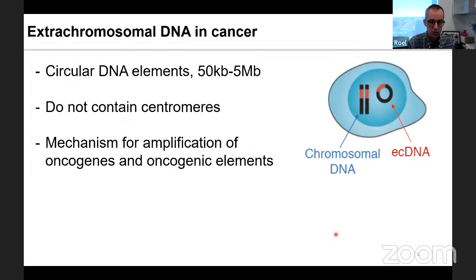A key characteristic of ecDNA is that it does not contain centromeres. This is important for the way these elements are inherited, and I'll get back to that later. It should never be forgotten that the first and foremost purpose of an ecDNA is to amplify and thereby to activate an oncogene or an oncogenic element.